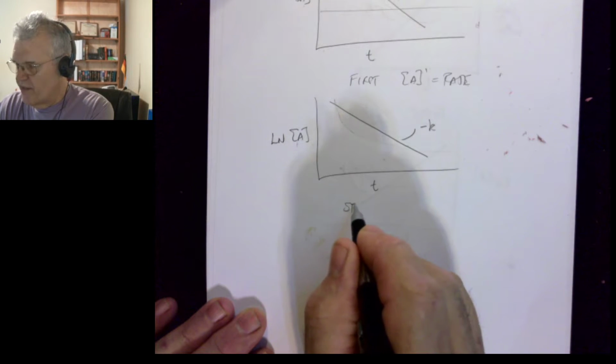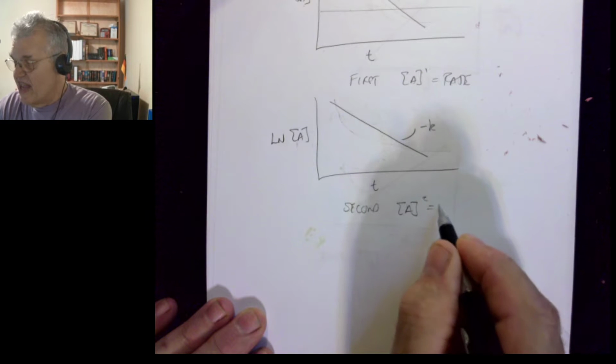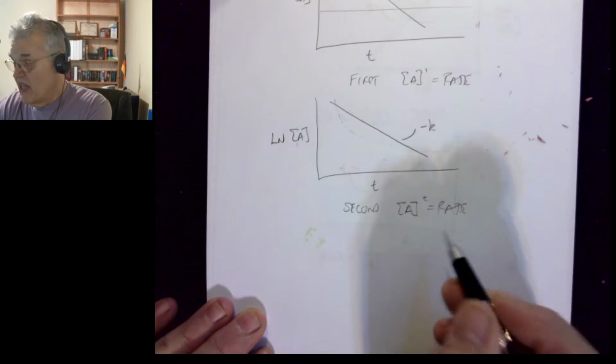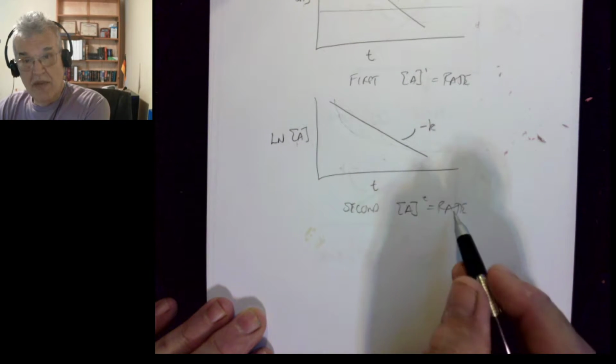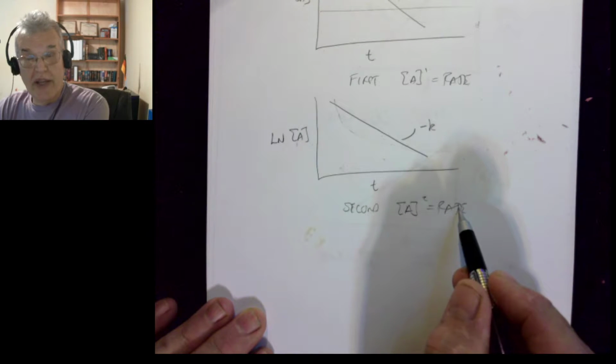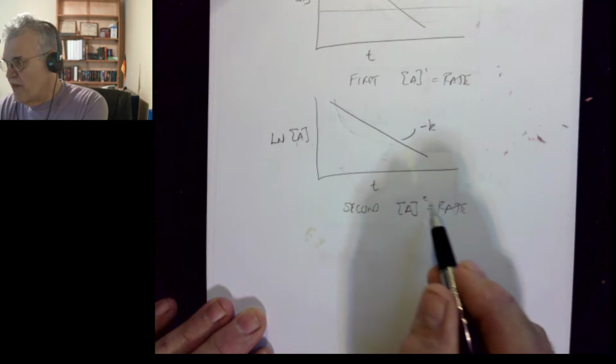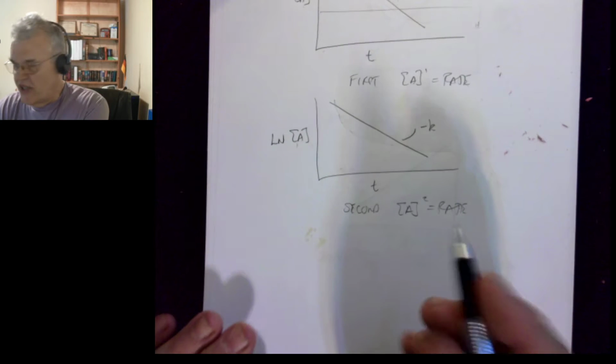How about second order? Okay, with second order, that's like raising A to the second power. As the concentration of A doubles, the rate goes up by 4. Concentration of A goes to 1/3, rate goes down by 9, 1/9. It goes by the square of the concentration of A.